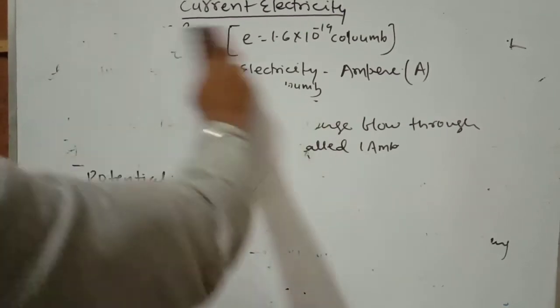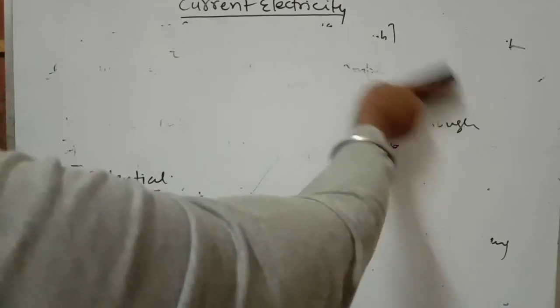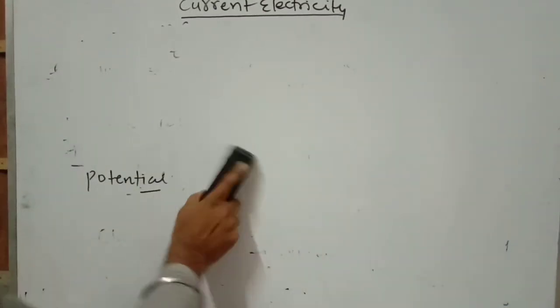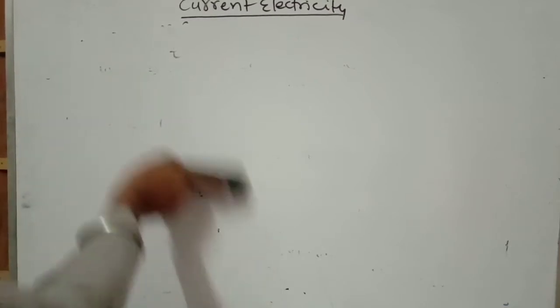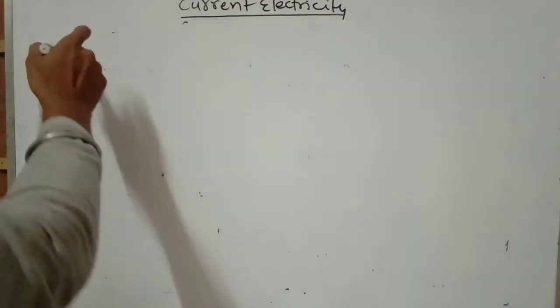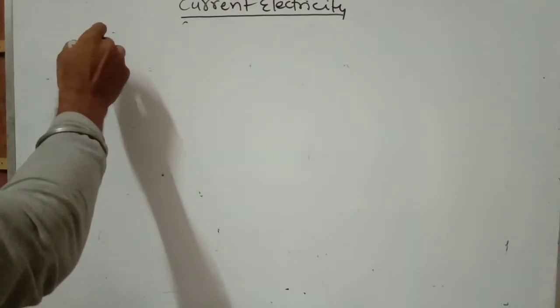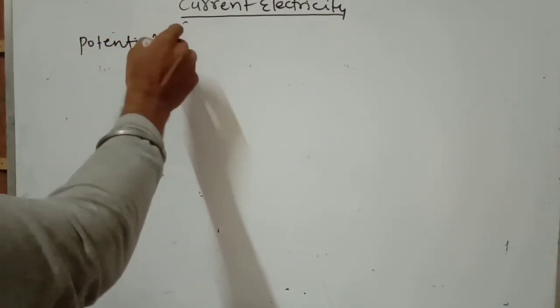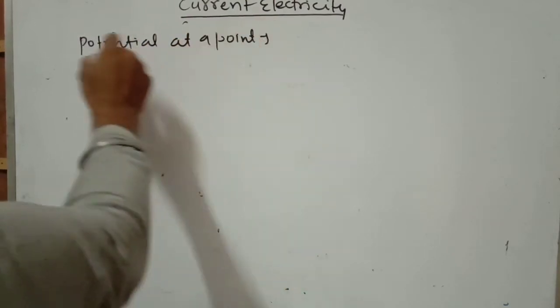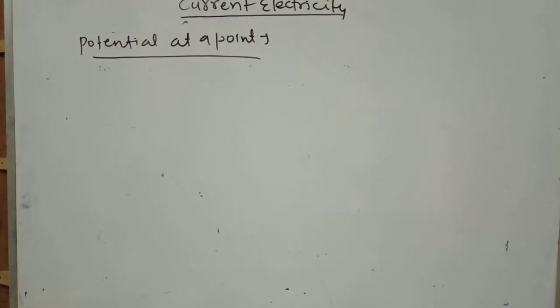Potential means any work done by an external agent in the presence of a force, against that force. So what is potential here? We are going to define potential at a point. What is the meaning of potential at a point? Just try to understand here. So now, potential at a point.